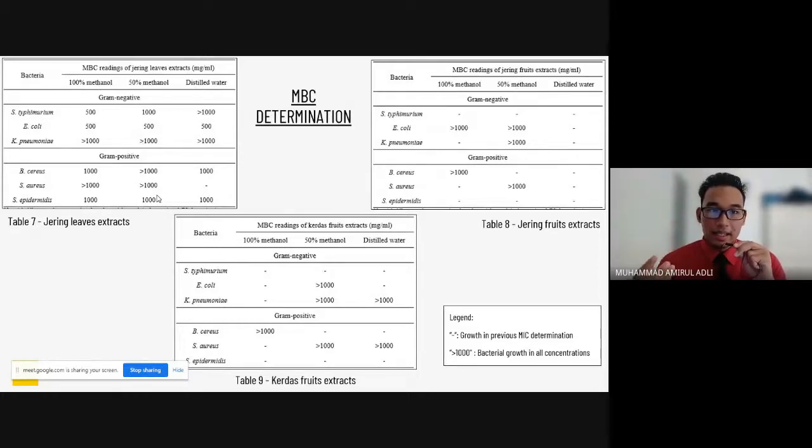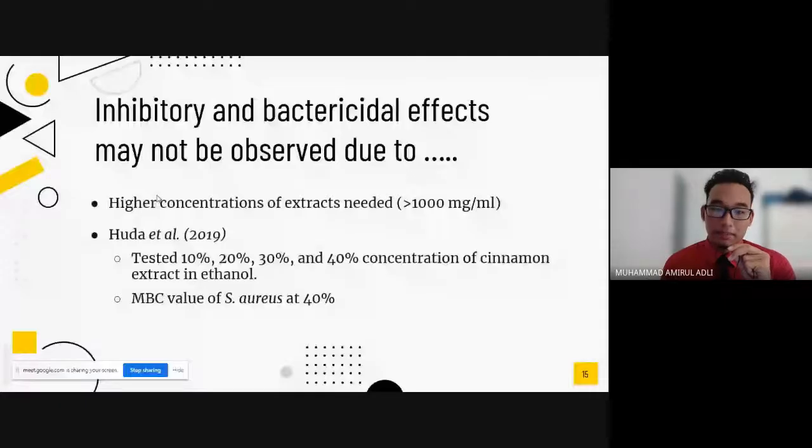Now, the inhibitory and bactericidal effects of some extracts may not be observed due to the higher concentration of extracts that were needed, which means that more than 1000 milligram per milliliter was required for the extracts to show their antibacterial effects. And this phenomenon can be seen in a study conducted by Huda et al., which tested various concentrations of cinnamon extracts against Staphylococcus aureus. The result of the study found that the MBC value of the extract against Staphylococcus aureus is at 40%.